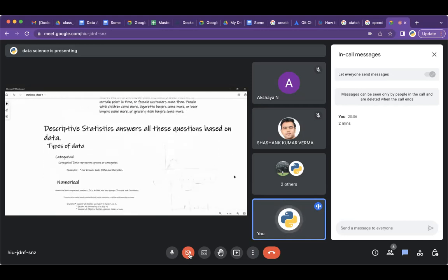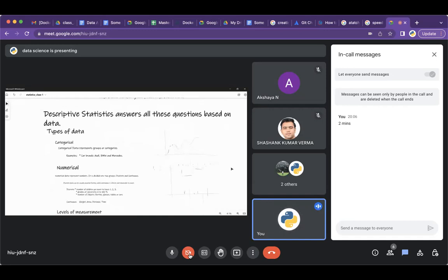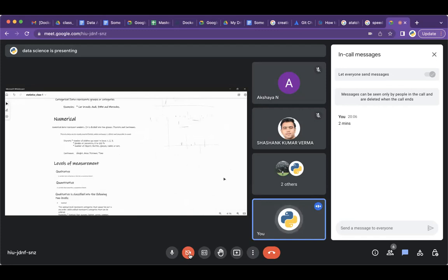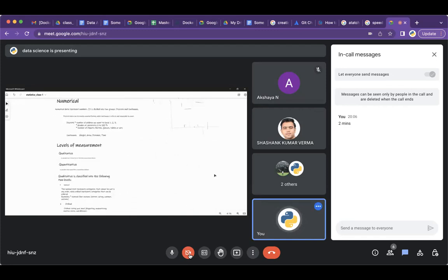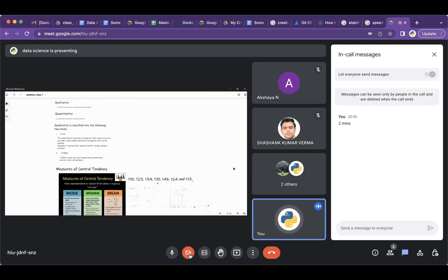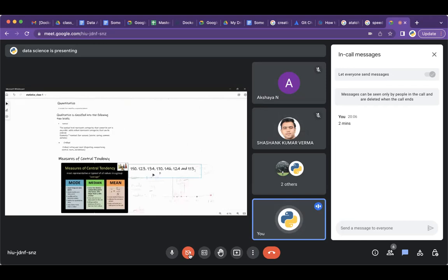In data types, we have seen the categorical data type, like first, second, third. These are categorical data types. Numerical data type: 1, 2, 3. This kind of data is known as the numerical data type. Then we had seen the level of measurement. In the level of measurement, we discussed qualitative and quantitative. Qualitative is classified into two types, nominal and ordinal. In ordinal, we have seen first, second, third. These are ordinal data types.